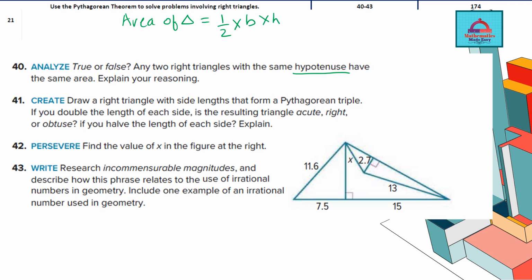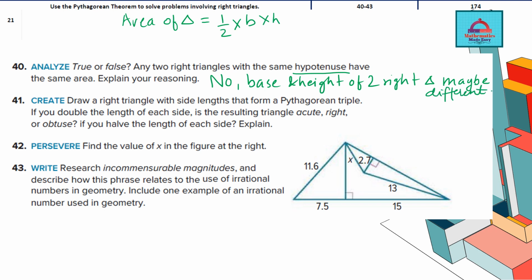No, not at all. So if you have two right triangles with the same hypotenuse, can they have the same area? Is it possible? No, because area of a triangle does not require hypotenuse. That's not a condition. So base and height of the two right triangles may be different. Even if they have the same hypotenuse, if the other two sides are different, they cannot have the same area.